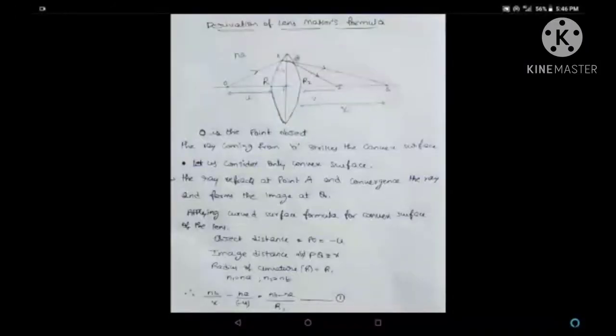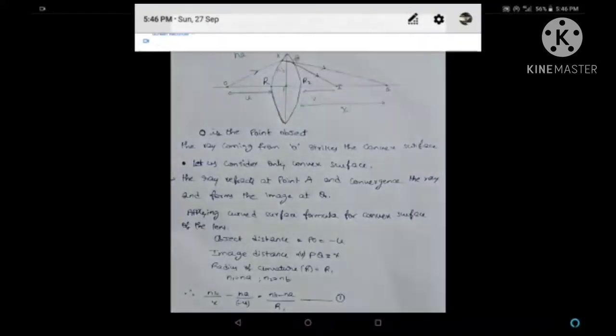Now in this video I am deriving the lens maker's formula. Let's begin our topic, guys.